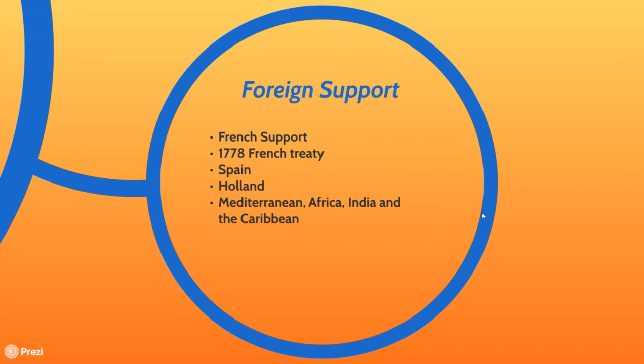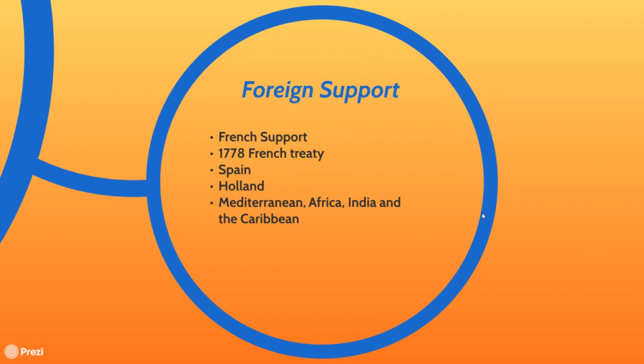France signs the treaty and brings in Spain as a foreign ally as well. Now, Spain doesn't actually send troops. What Spain agrees to do is send money and also open up other theaters of war. In other words, other places in which the British have to go and fight. So Spain begins opening up theaters of war in Holland. The French and the Spanish open up fights with the British in the Mediterranean, in Africa, in India, and the Caribbean. So now this is a global conflict.